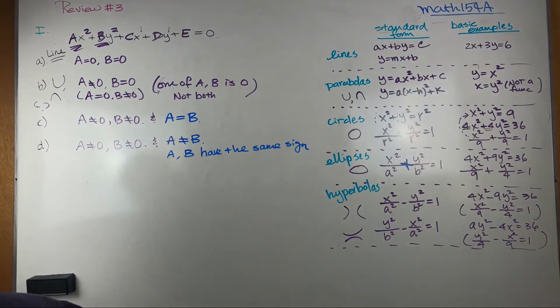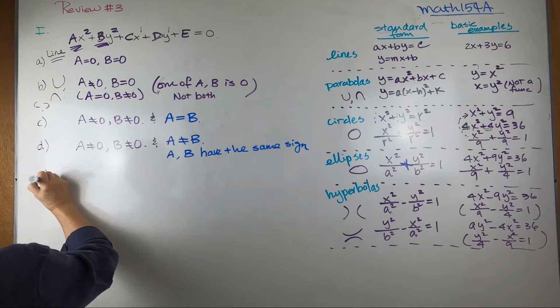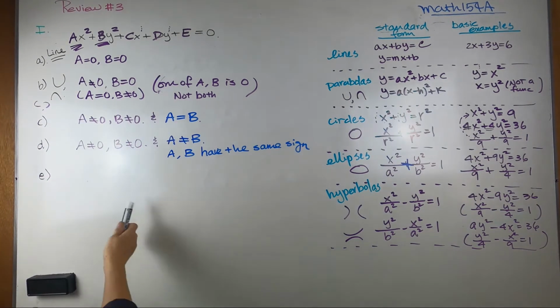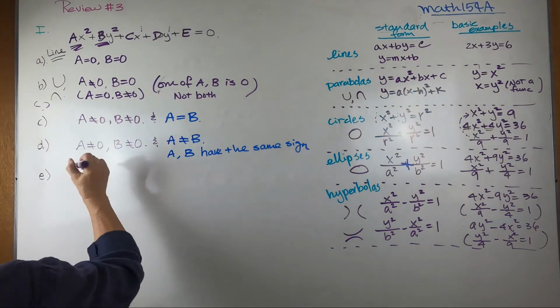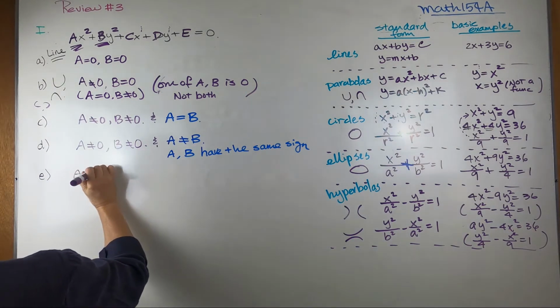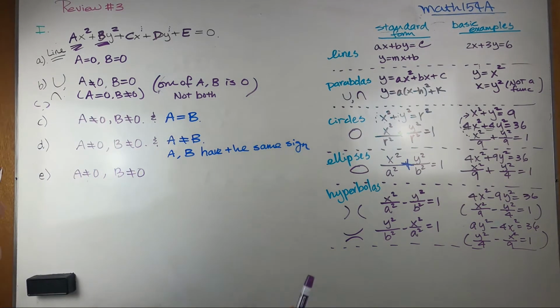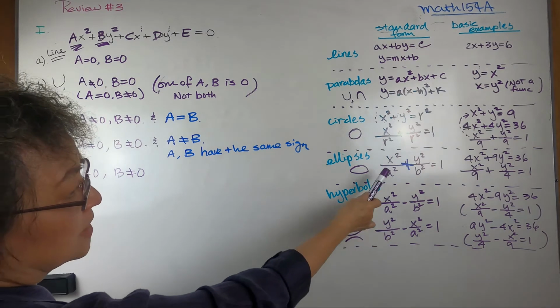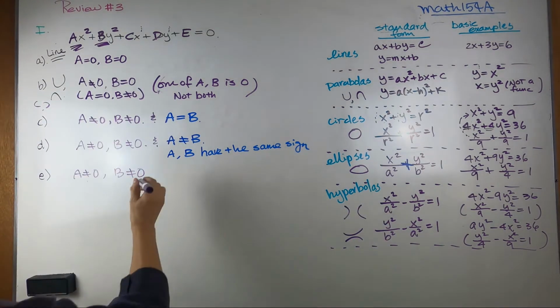Okay, and that's the condition. So for the hyperbola, right? Hyperbola, that means what? A and B different, cannot be 0. You have to have what? X squared and y squared. So in front of them, A and B cannot be 0.